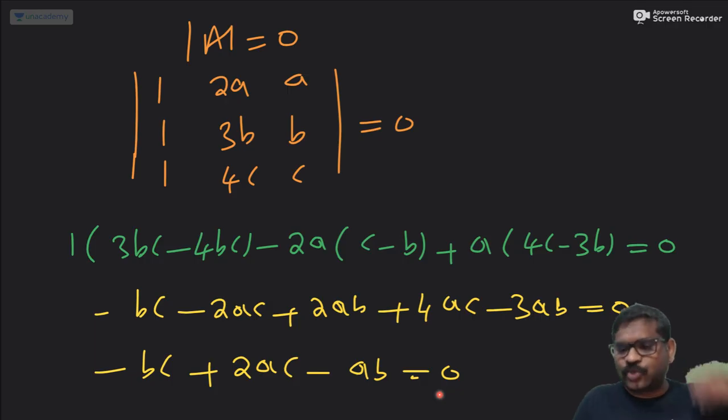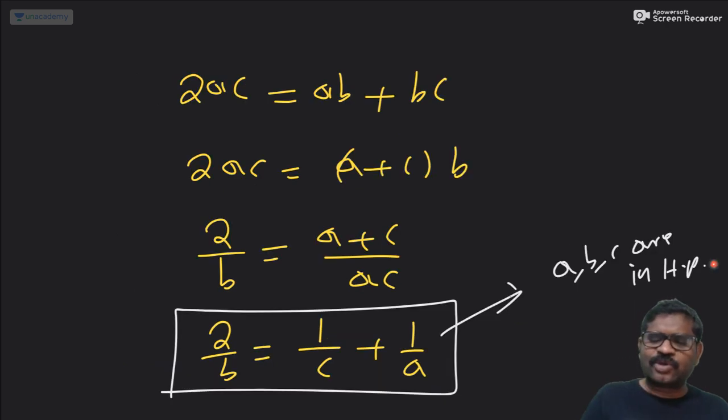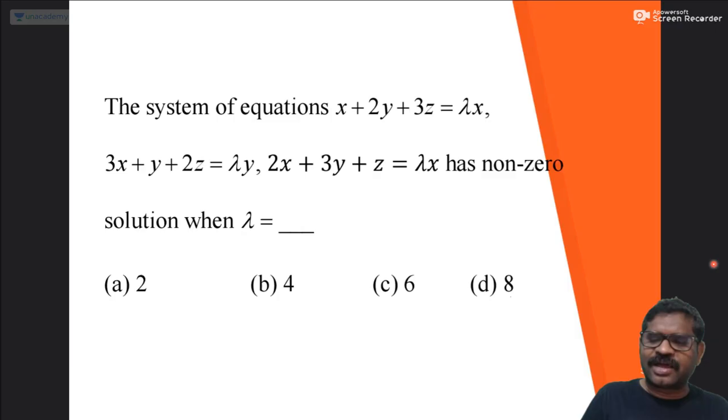2b equal to a plus c, arithmetic progression. b equal to square root of ac, geometric progression. 2 by b equal to 1 by c plus 1 by a, harmonic progression.